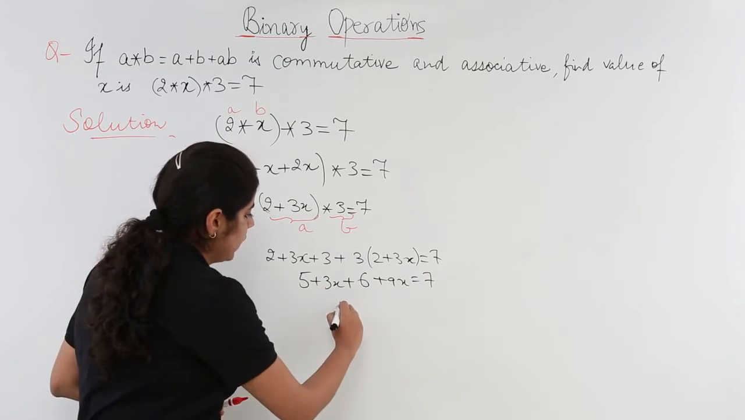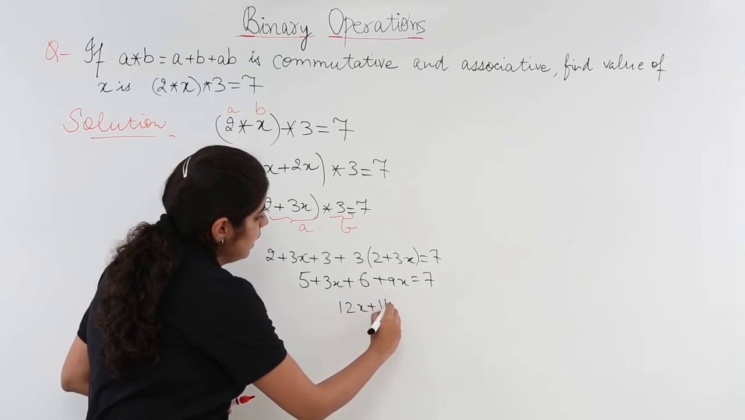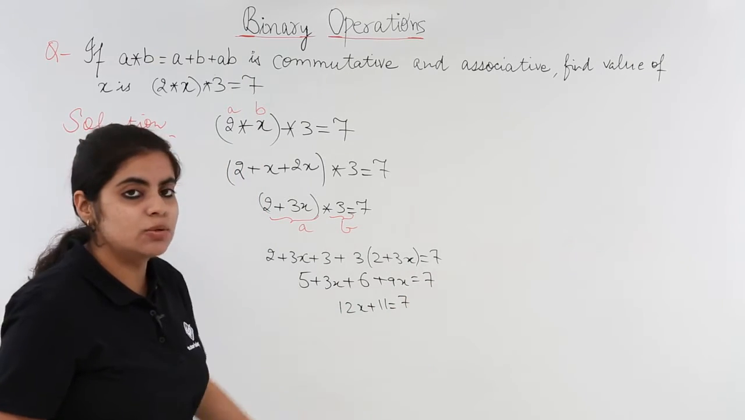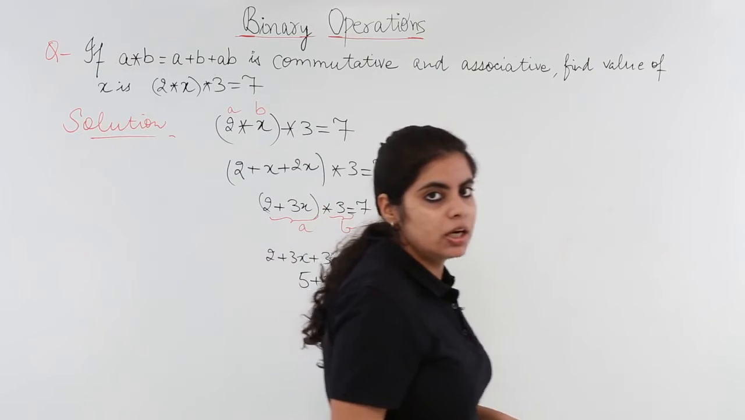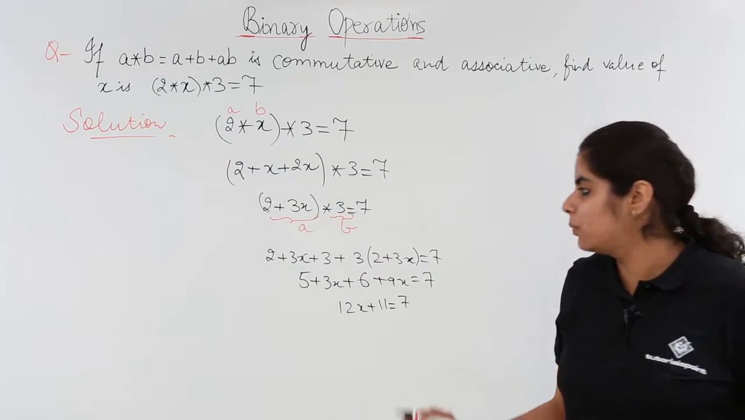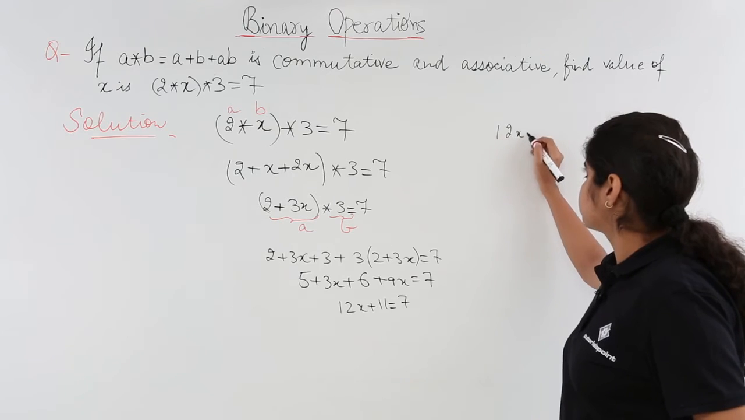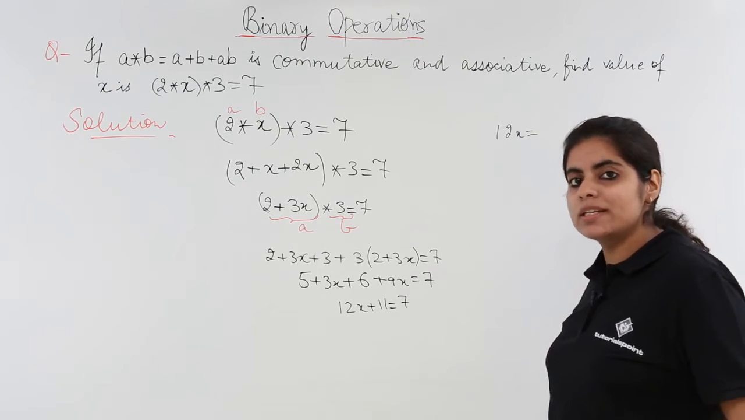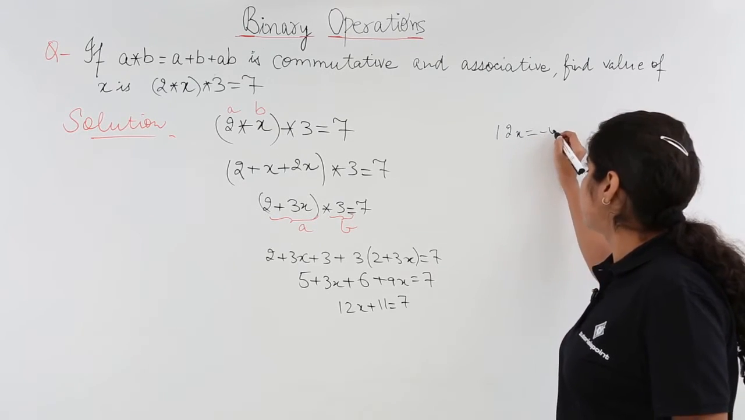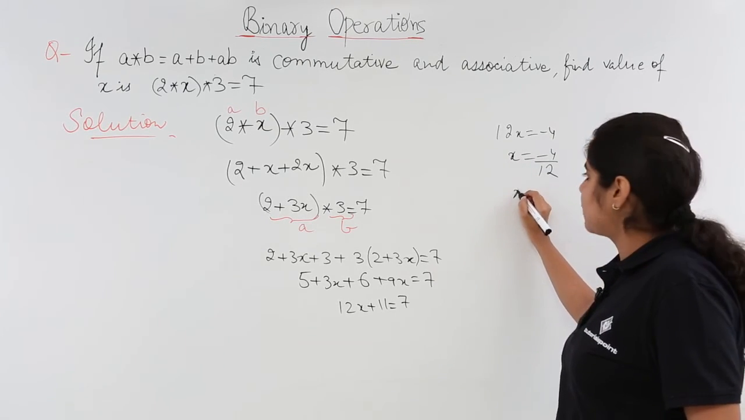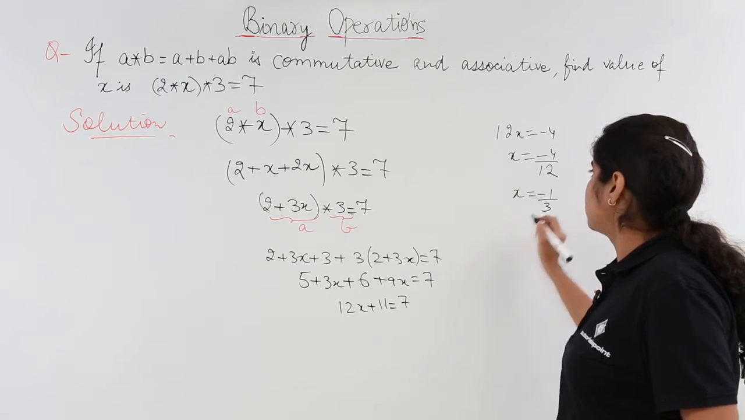9 plus 3 is 12x plus 11 is equal to 7. Now 12x plus 11 is equal to 7. Let's keep it here. Let me solve the remaining problem this side. 12x is equal to 7 minus 11. What is 7 minus 11? It is minus 4. That means x is equal to minus 4 upon 12. That means x is equal to minus 1 upon 3.